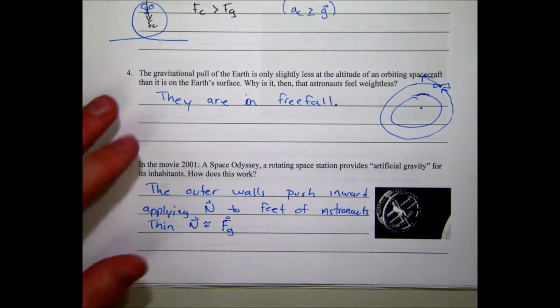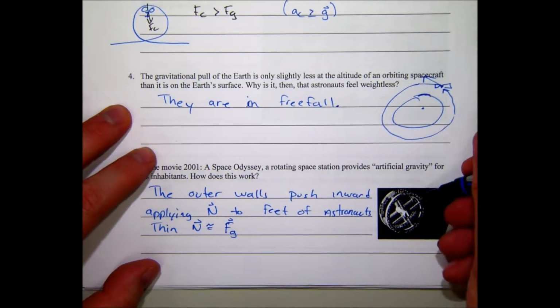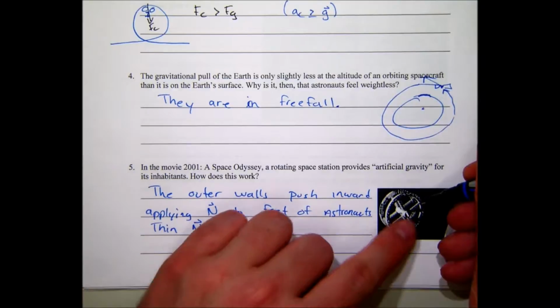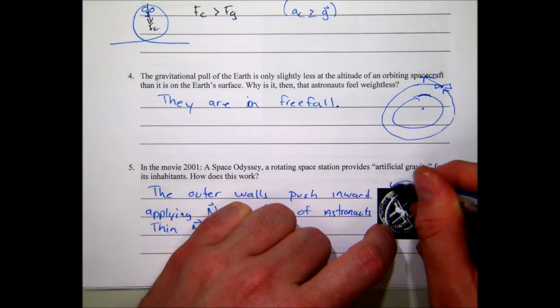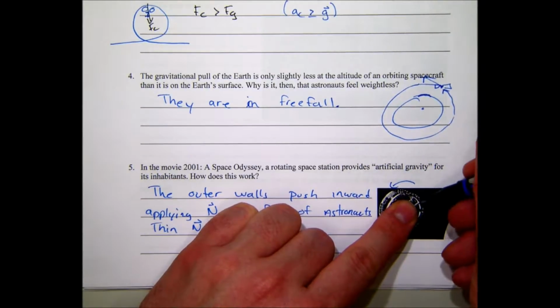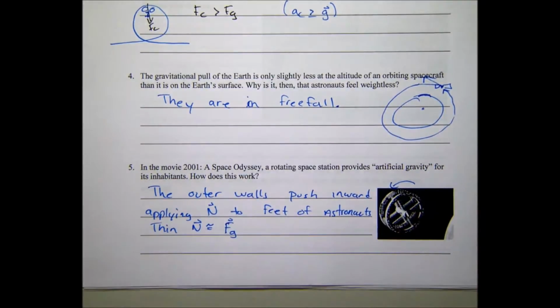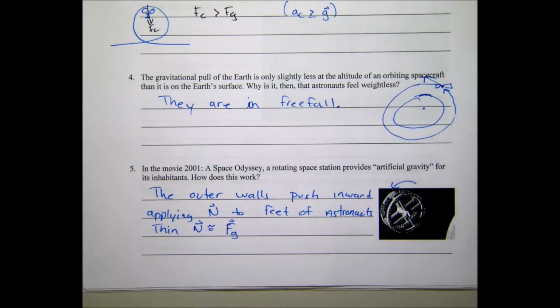So they don't actually know. The outside walls of the spaceship are pushing inwards. Their little feet are on the outer walls, standing on the outward walls. The spaceship is rotating, and the rate that the force is pushing inwards is equal to the normal force that they experience on Earth. Therefore, they think that there is gravity.